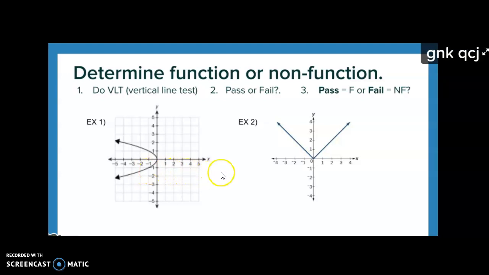So let's look at example 2. If we drag that purple line anywhere on my curve or my line, right, then it will only touch the purple line one time. So this is the one that would be a function, right? Because you can drag it anywhere along the x-axis and it would pass the vertical line test.